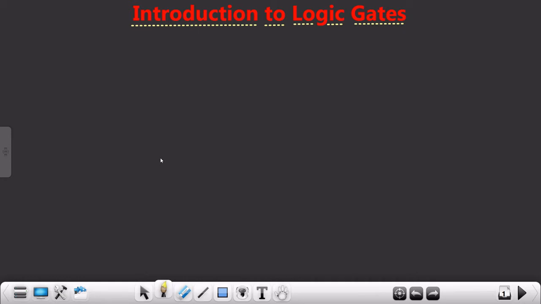We are going to study a new concept, that is logic gates. In this video we are going to see the definition of logic gates and the types of logic gates that we are going to study. Without wasting any further time, we'll straight away jump to this lecture. Let me write over here the definition of logic gates.